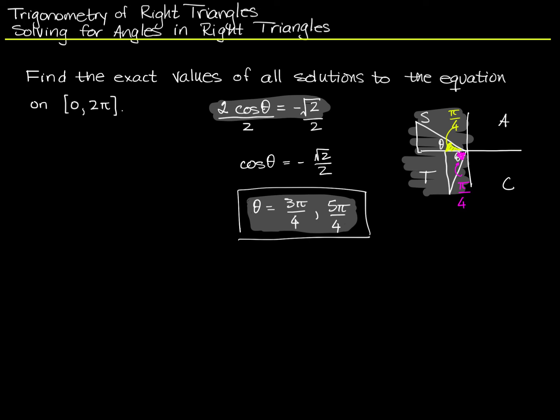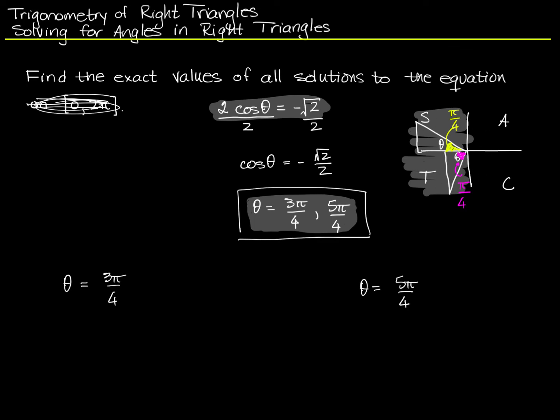But sometimes you'll be asked to find the exact values of all solutions to the equation, period. You won't be given an interval like this. So what happens in that case? Well, we found two solutions: theta equals 3 pi over 4, and theta equals 5 pi over 4. What does it mean to find all solutions if you're not given an interval, if you're not restricted to once around the circle? Well, then you could go around twice or 3 times.